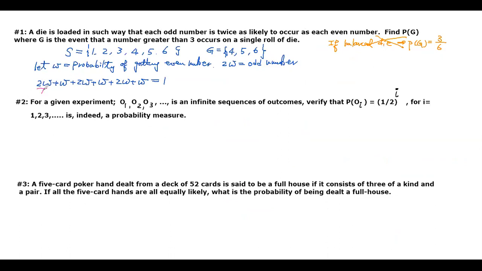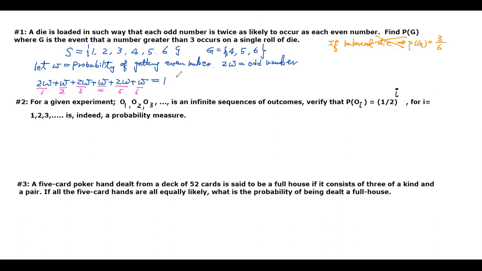This is you get 1, this is you get 2, this is you get 3, this is you get 4, this is you get 5, this is you get 6, right? Because it's loaded, then I use postulate number 2. The whole sample space is equal to 1.